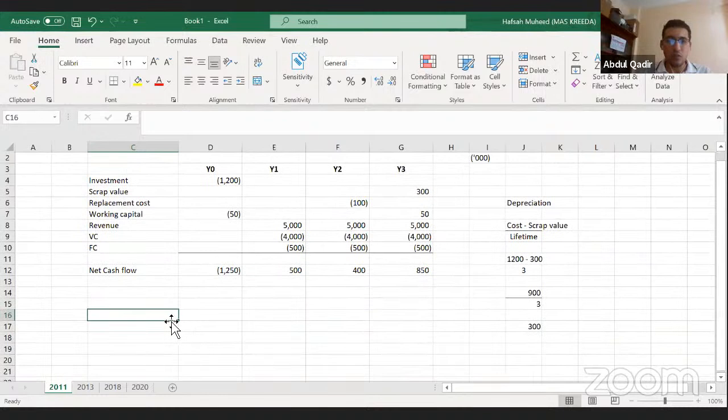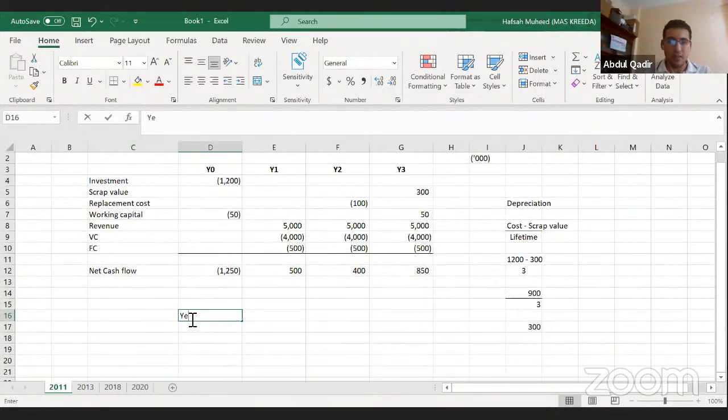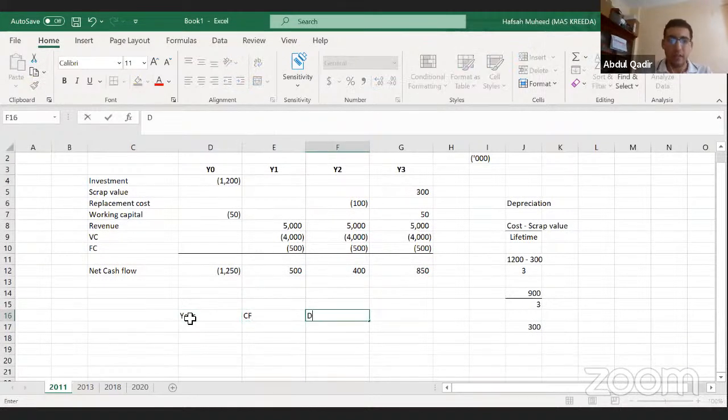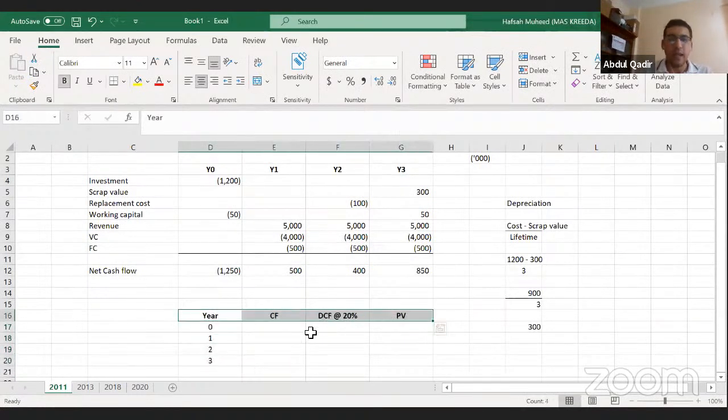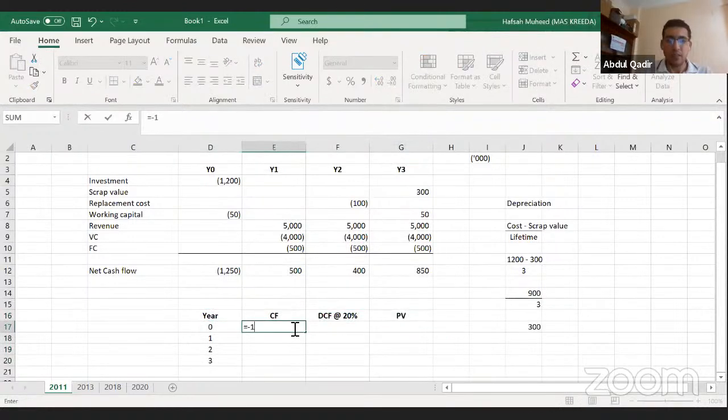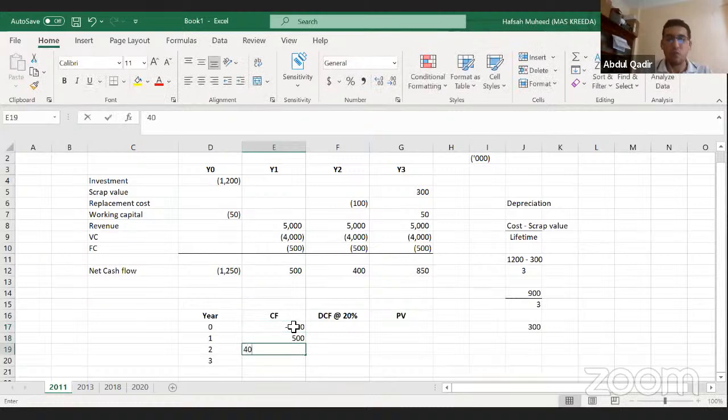So what are our cash flows? We can state this is the year, we have the cash flow, we have the discounting factor at 20% and the present value. So we put it in a table format. So we have year 0, 1, 2, 3, right? And then what are your cash flows? That is what you just now calculated, right? Your minus 1,250, your 500, the 400, and the 850, right?